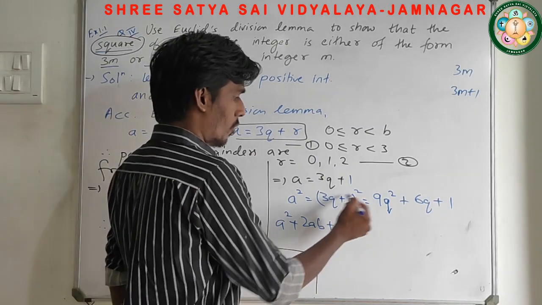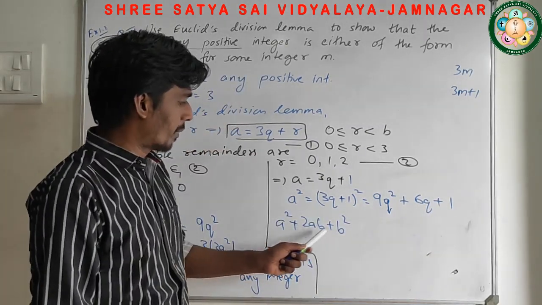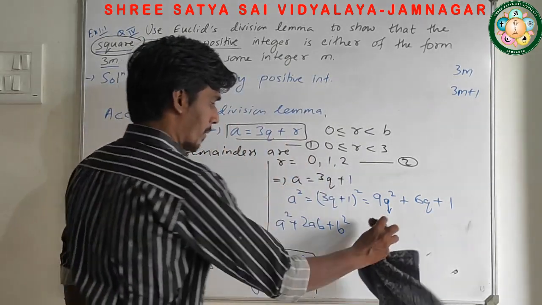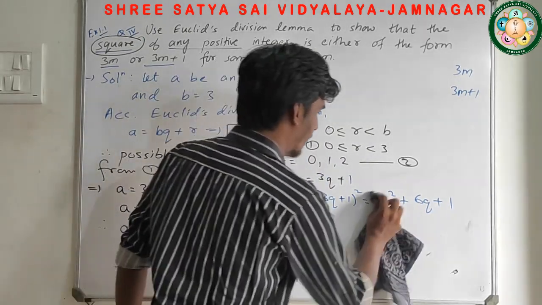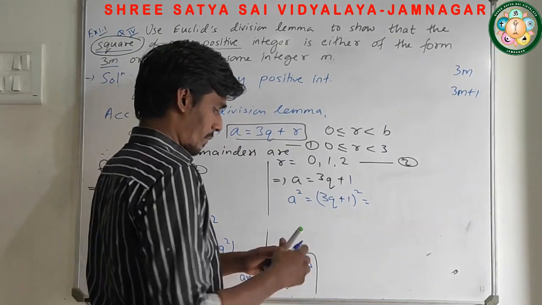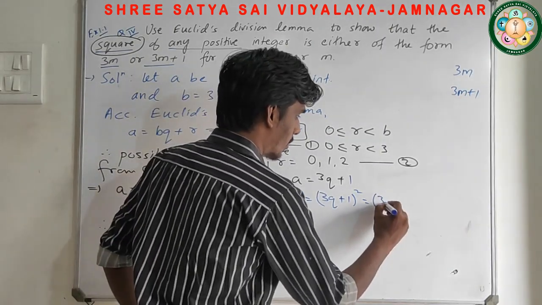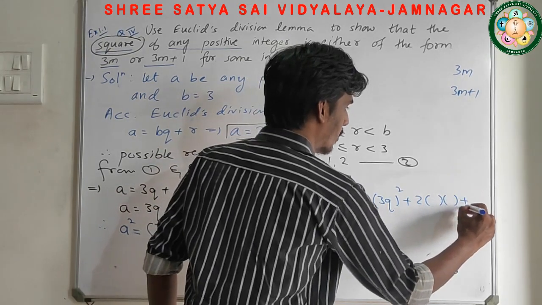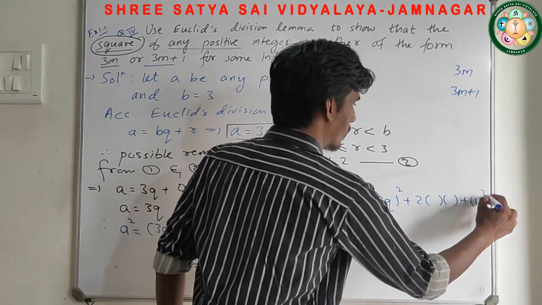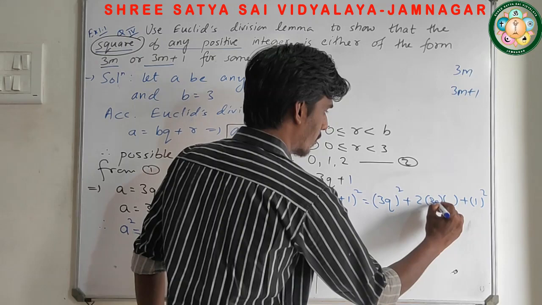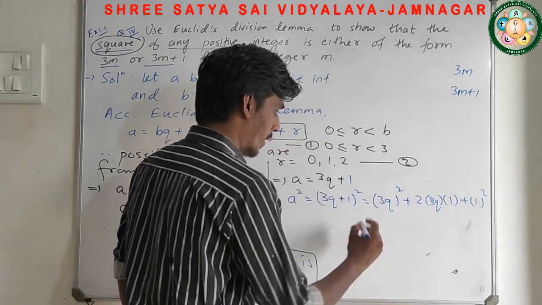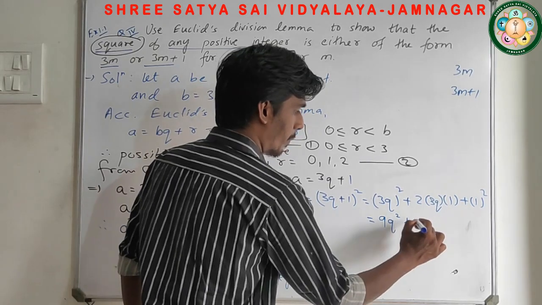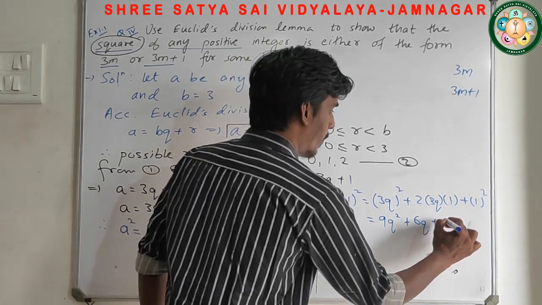So if you solve this whole square like this, a square plus 2ab plus b square, we'll get this one only. Let me clear the whole step. It's a square plus 2ab plus b square. Here a is 3q, b is 1. So I can write it's 9q square plus 6q plus 1.